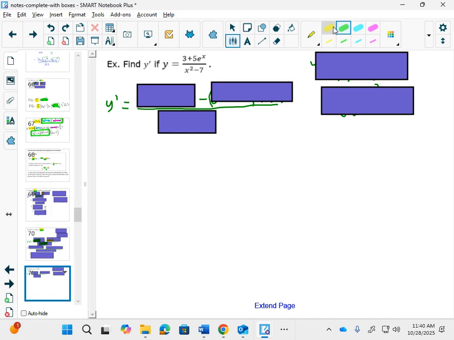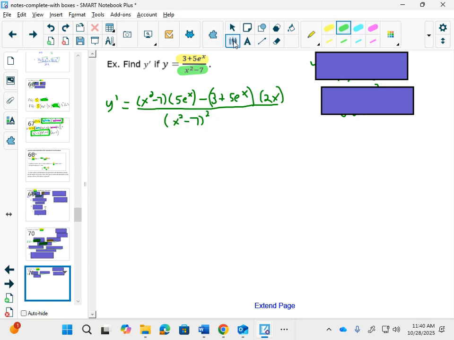Okay, highlighters again. This is the top of my function. This is the bottom of my function. Quotient rule says keep the bottom the same. So I rewrite the bottom, the x squared minus 7. Then what's the derivative of the top? The derivative of 3 would be 0. And the derivative of 5e to the x would be 5e to the x.